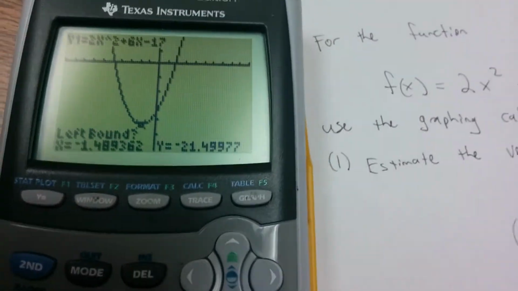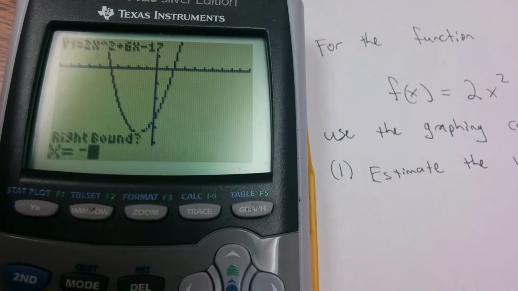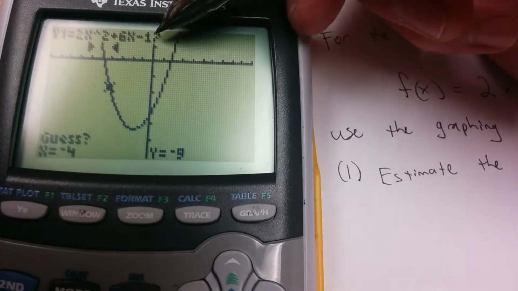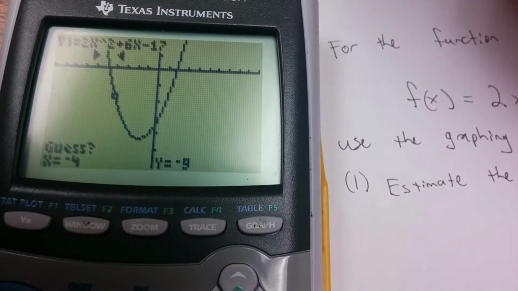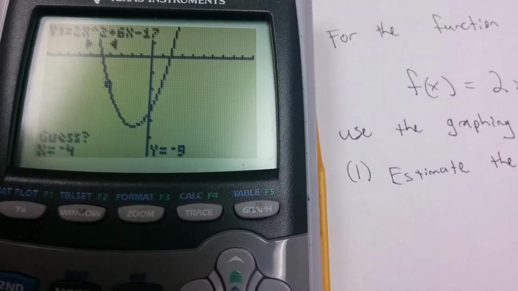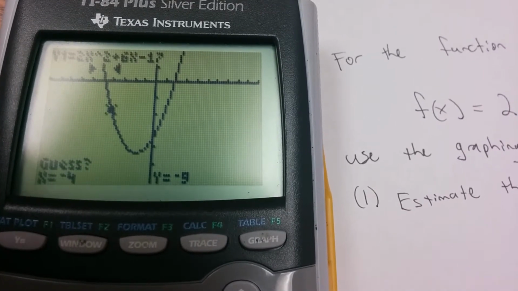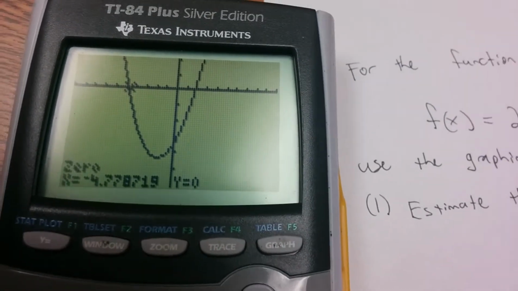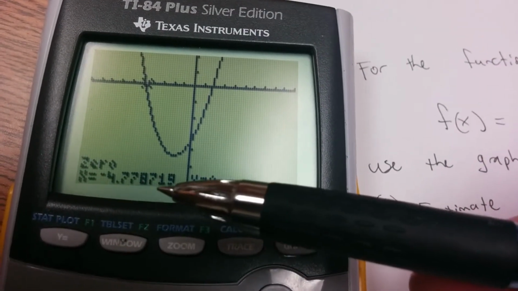So I have to give it numbers which are safely to the left and to the right. So for the left bound here, I'm going to give it negative 6. And for the right bound, negative 4. Okay, and again, those come from the fact that I'm pretty sure that x-intercept is really close to negative 5. Okay, so again, I can give the calculator a guess, but I've never had a problem where you really need to. So we'll just press enter for the guess. And after a second or so, there you go. It gives us the x-intercept, at least approximately.